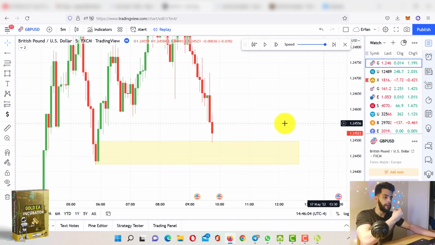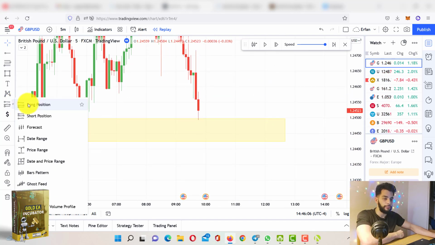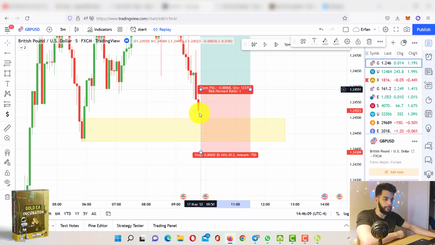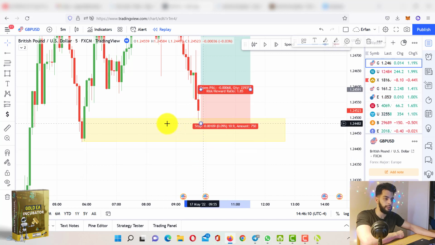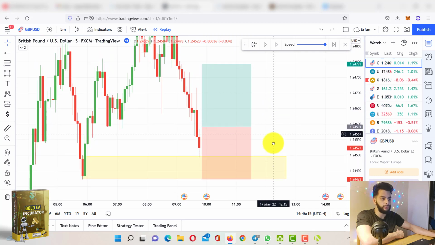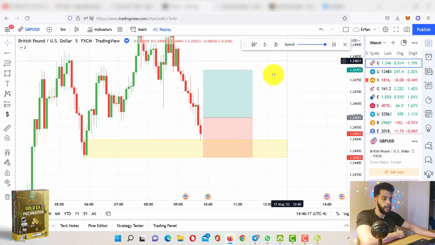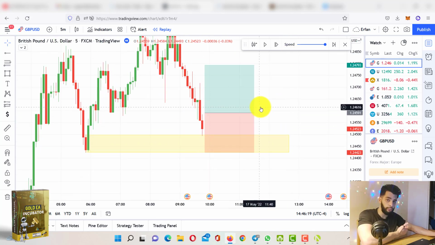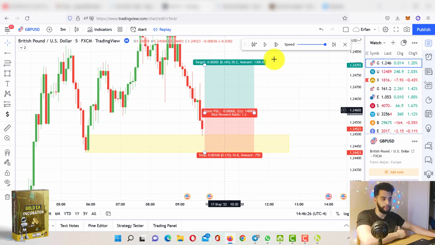So in this case, I personally usually put a buy stop here, and I put my stop loss below the candle. Sometimes I put it below the zone as well, but the risk to reward ratio is going to be less than that. So let's say I put it below the zone, which is exactly what you need to do, but sometimes the zone is too wide and it's not worth the risk to reward ratio. So that's why I just put it below the candle.